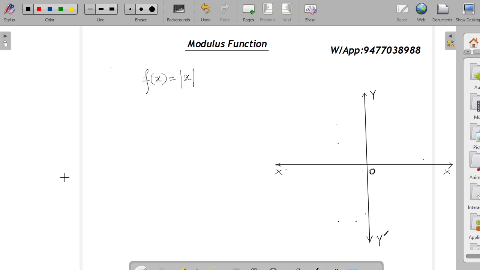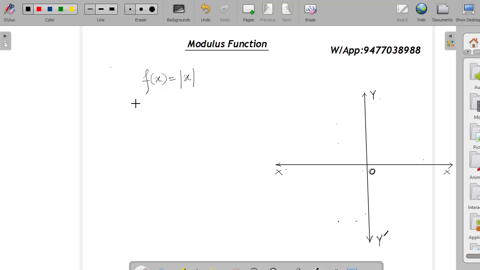Okay, so in this slide we shall take a look at this modulus function and how to draw the graph of this function, and from there we shall check the continuity and differentiability of this given function from the graph. So first we will try to draw the graph of this function.